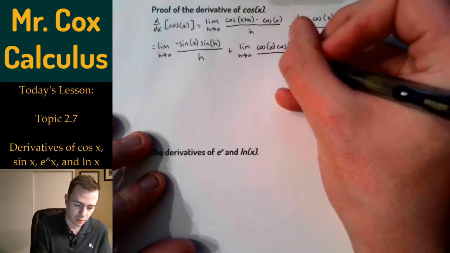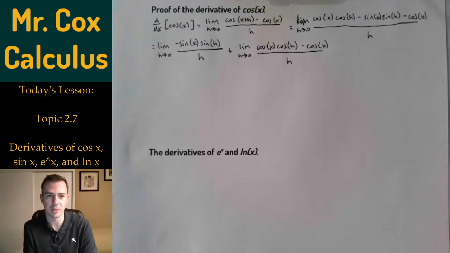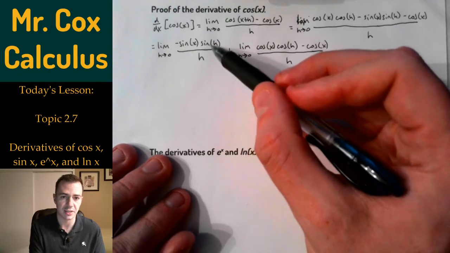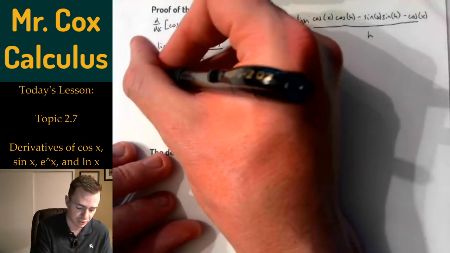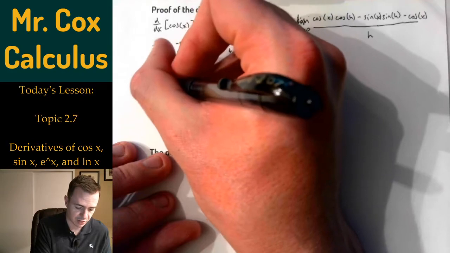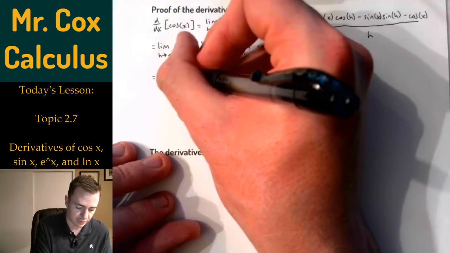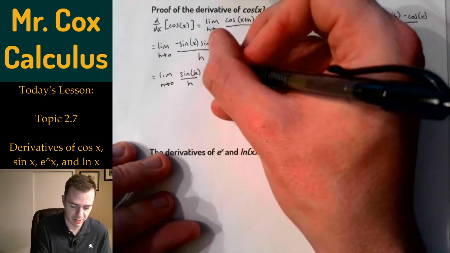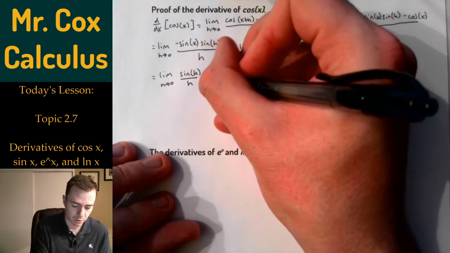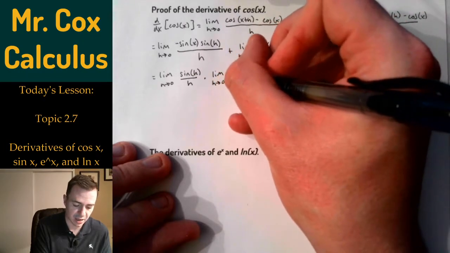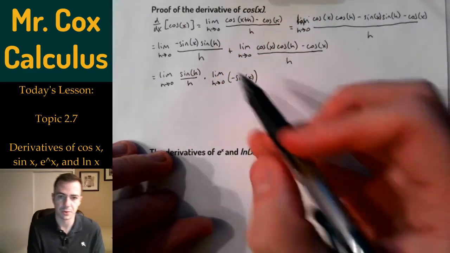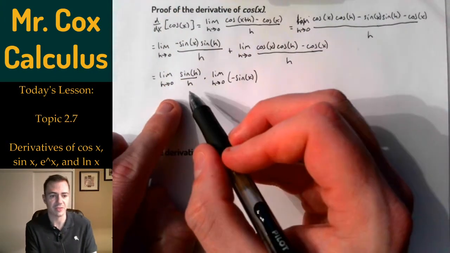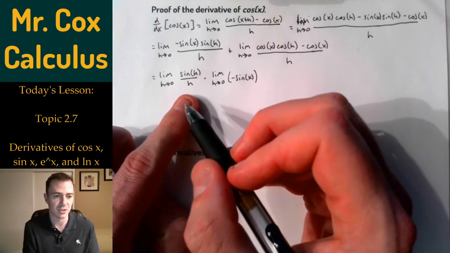all over h. And so you can see that I'm going to get the same kind of idea here. I really want to have the limit as h approaches 0 of sine of h over h. So this is the limit as h approaches 0 of sine of h over h times the limit as h approaches 0 of that negative sine of x. So there's this piece right here split up, and this is nice because I know what the limit as h approaches 0 of sine of h over h is.